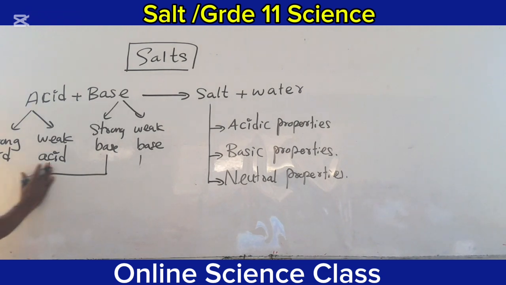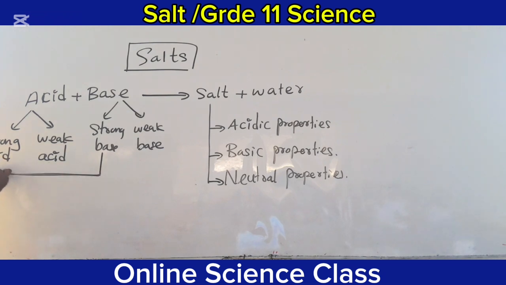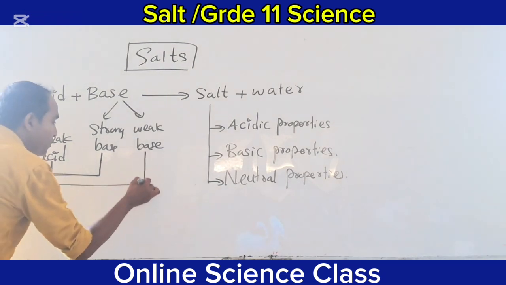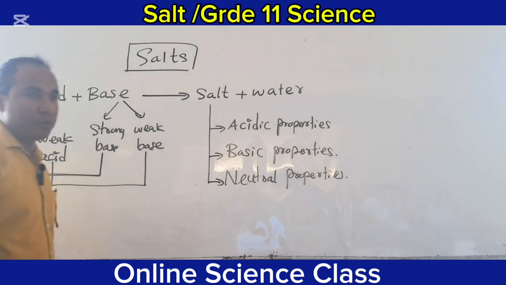And also think about a salt produced by reacting strong acid with strong base, and also weak acid reacting with weak base. What are the properties of the salt? Neutral properties. Right.